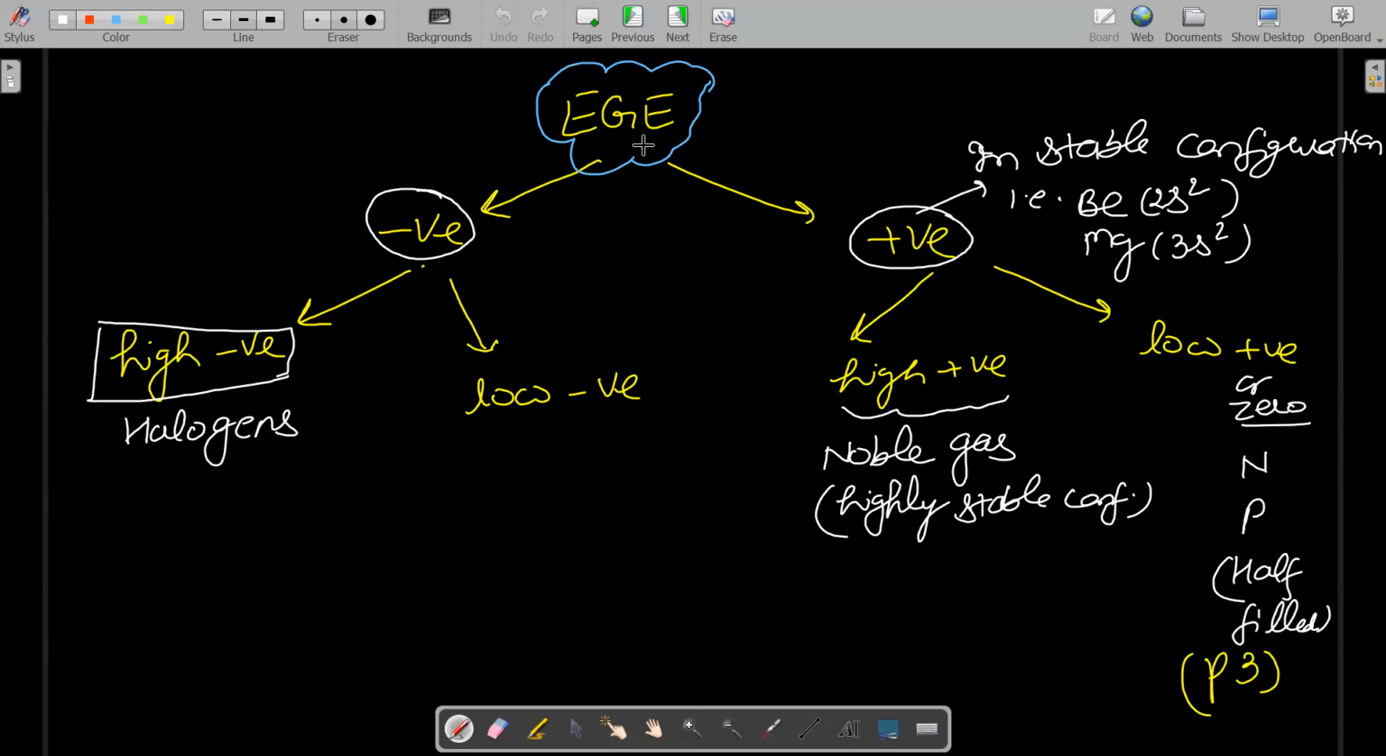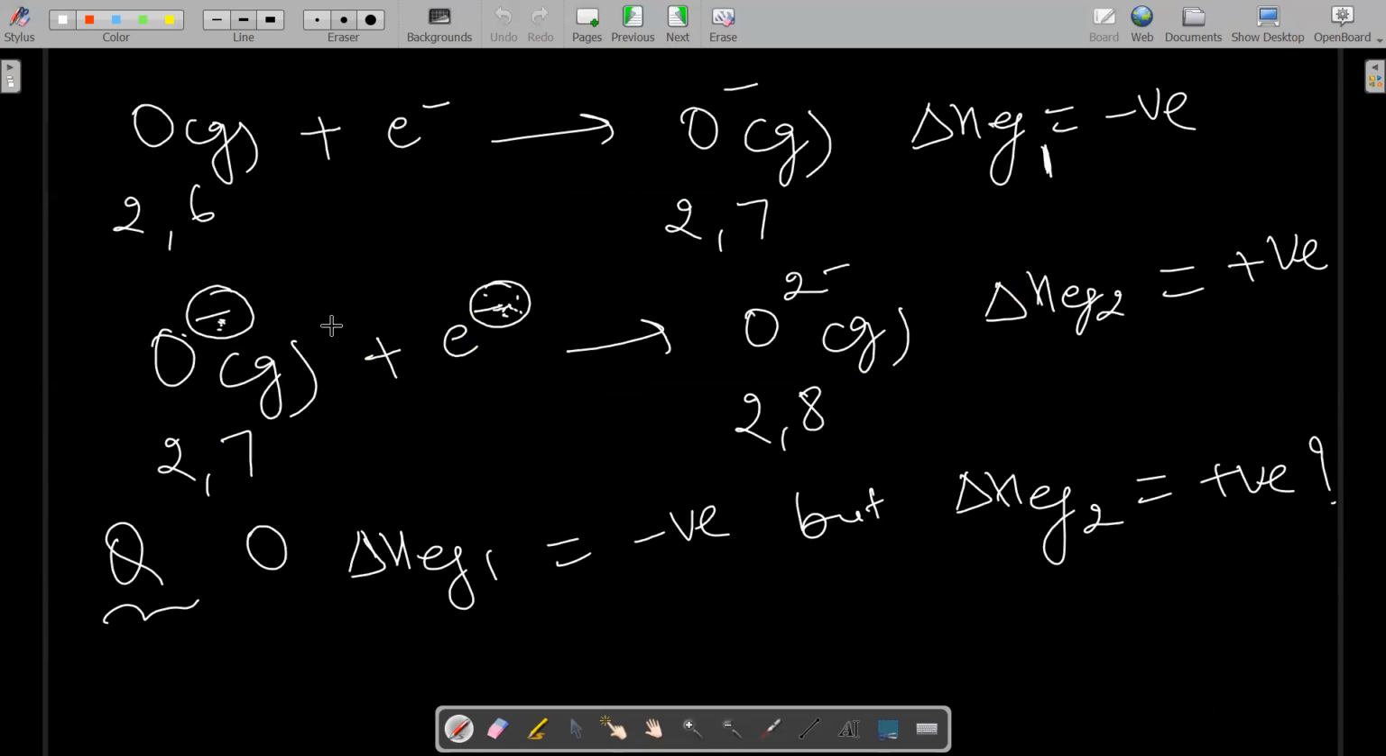So just to summarize, electron gain enthalpy is negative. It may be high negative or low negative. High negative is for halogens and the rest are low negative. And sometimes it is positive also in stable configurations, wherever the s subshell is fulfilled, or p is half filled, or the noble gas configuration.